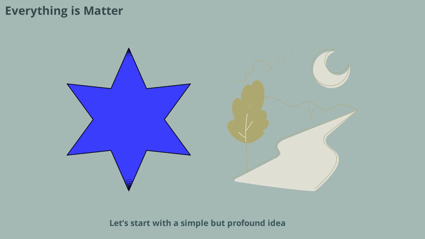Start with a simple but profound idea. Everything around us is made of matter. From the air we breathe to the chair you're sitting on, matter is everywhere. It forms the foundation of our physical world, making up solids, liquids, and gases. This concept is the starting point for understanding chemistry and the universe itself.